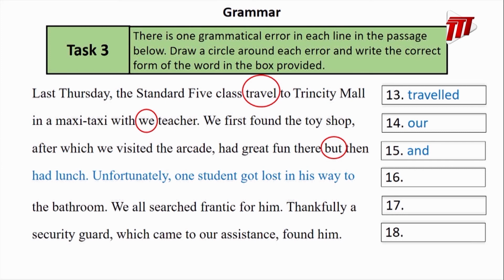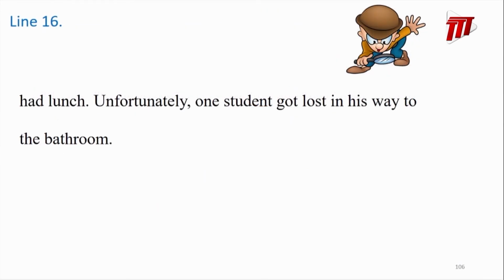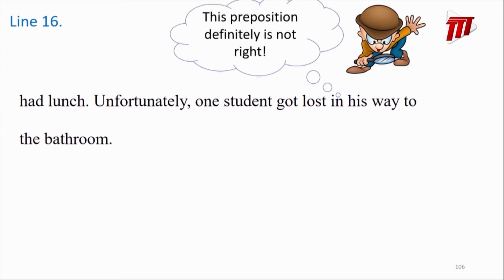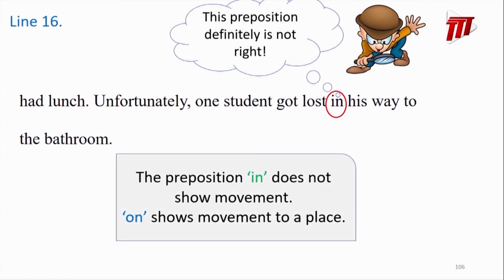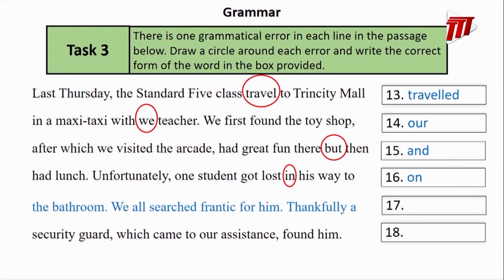Unfortunately, one student got lost in his way to the bathroom. Would we use that? How would we say that? Something is wrong. Have you figured out what's wrong? Unfortunately, one student got lost in his way to the bathroom. We have wrong use of a preposition. Yes, it's not "in his way," but rather the preposition "in" does not show movement. "On his way." "On" shows movement to a place, right? So we would say, unfortunately, one student got lost on his way to the bathroom. We circle "in" and write the correct preposition, "on."